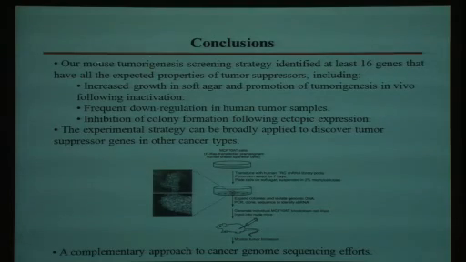To conclude this part, our mouse tumorigenesis screening strategy identified at least 16 genes that have all the expected properties of tumor suppressors: increased growth in soft agar and promotion of tumorigenesis in vivo following inactivation, frequent downregulation in human tumor samples, and inhibition of colony formation following ectopic expression and tumorigenesis in mouse. This strategy that we have developed is broadly applicable, and we are trying to do other screens using other immortalized cells.